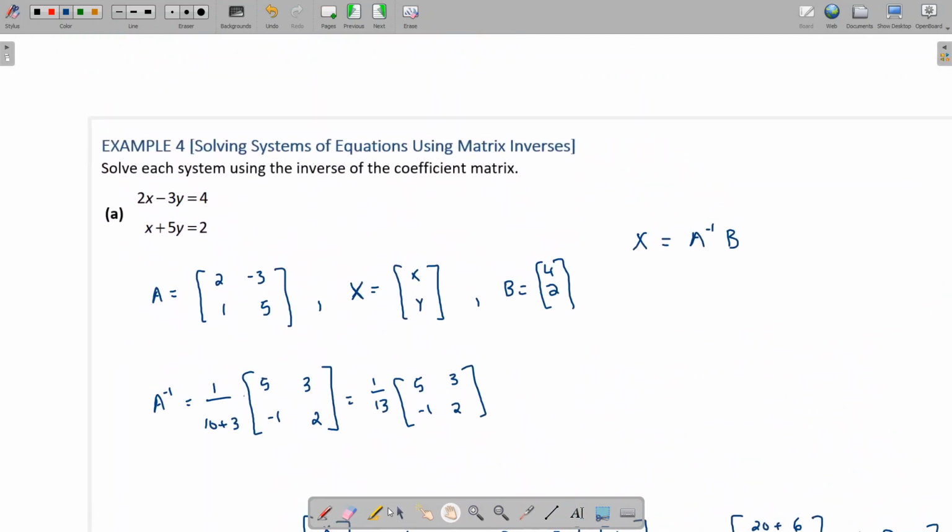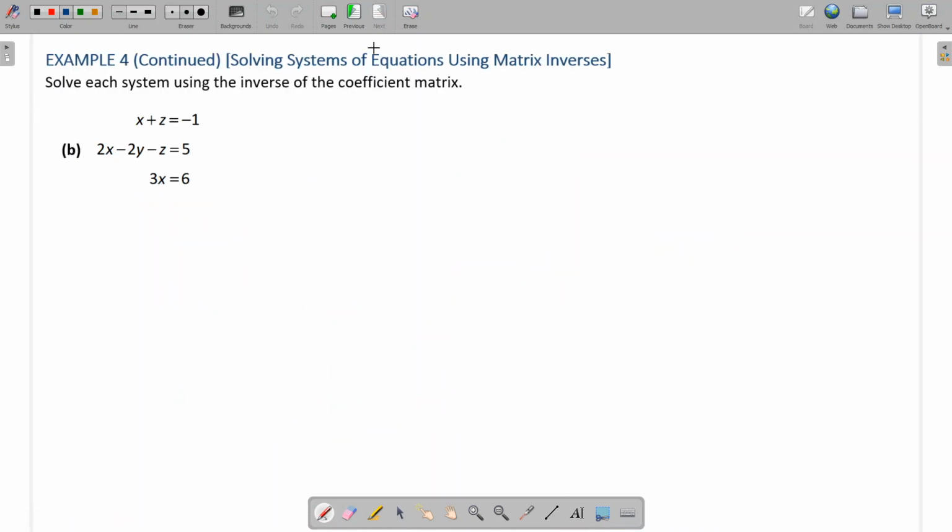Now, one thing I should have pointed out earlier is this solution method only works if the coefficient matrix is a square matrix, which means this method, solving the system like this, only works when you have the same number of equations as you have unknowns, which is the most common case for us. But let's try it once more with a bigger matrix.